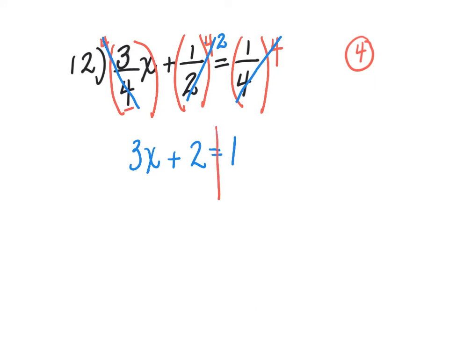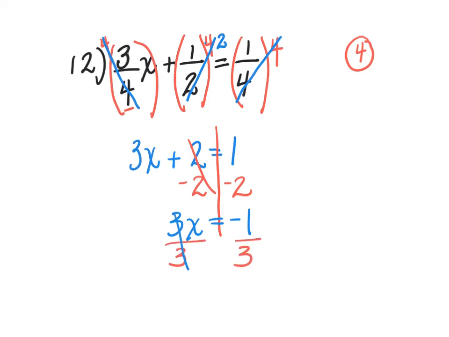Okay, in this problem, I need to get my constants together on the same side. So I'm going to subtract 2 from both sides. So 3x is equal to negative 1. Last step, divide by 3. So x is equal to negative 1/3. So that's my solution.